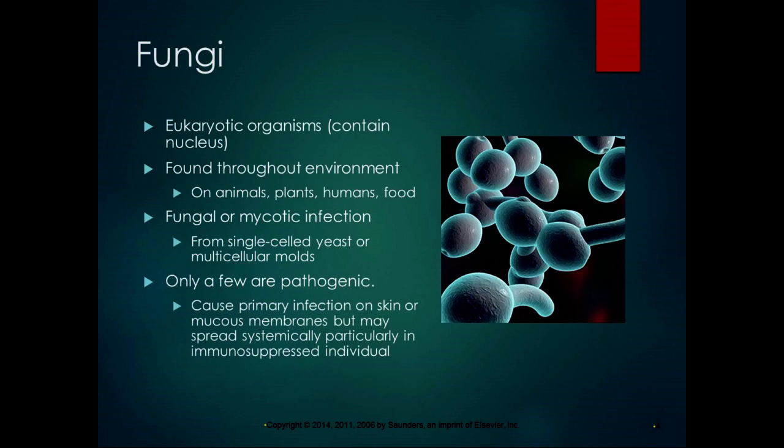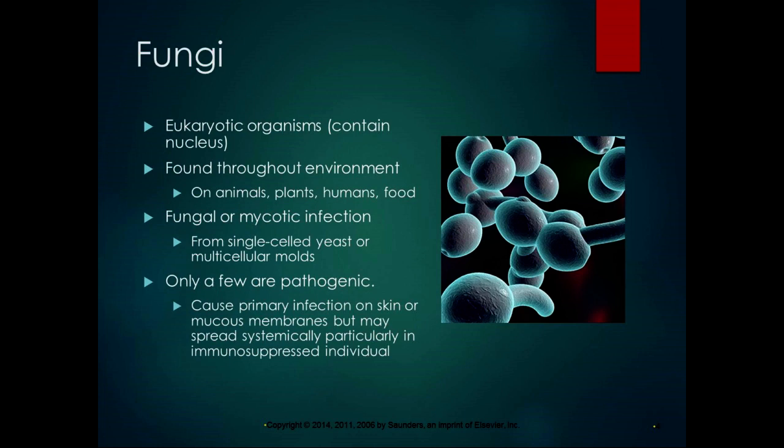So fungi, there are lots of fungi in the world. Some of them are good and some are bad. Some of them we slice them up and eat them for dinner, like mushrooms. So fungi are eukaryotic organisms. A lot of the larger ones, like portobello mushrooms, are obviously not microscopic, but there are also microscopic fungi. So you find them all over the place. They're in animals, plants, humans, food.